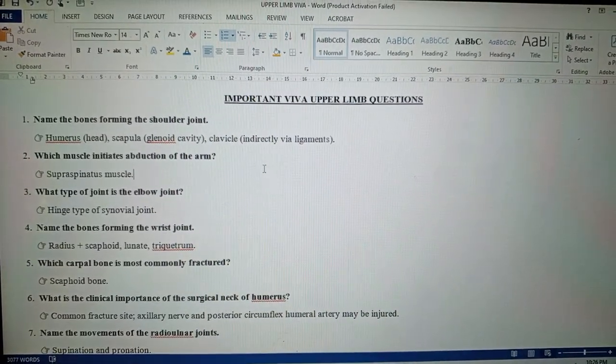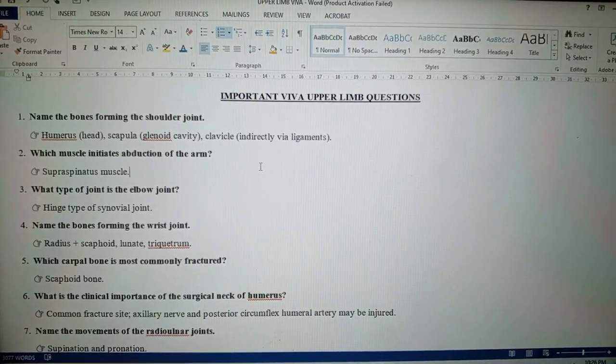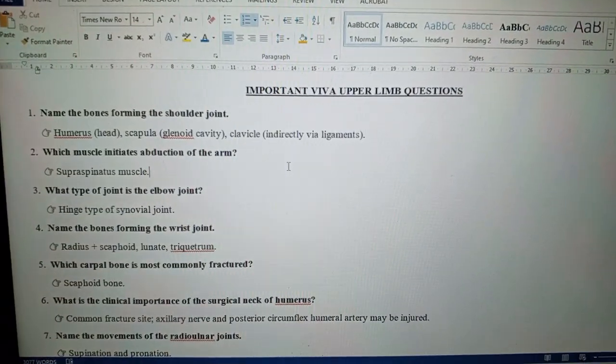Bismillahirrahmanirrahim. Today we are going to discuss a few important viva questions related to the upper limb. So here they are. Let's discuss them one by one.